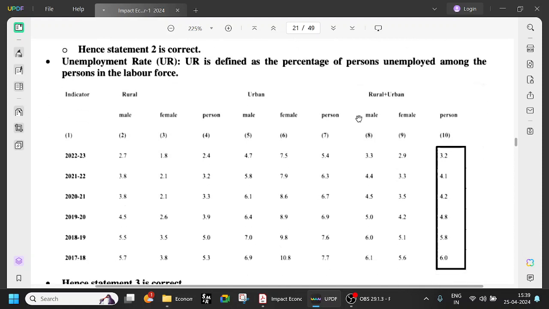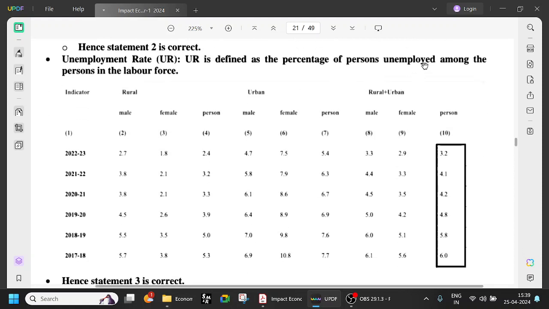So unemployment rate is defined as the percentage of people unemployed among the persons in the labor force. So among the people who are working and looking to work, if you remove those who are working, those who are seeking work are unemployed. So unemployed is only 3.2. I'm not sure whether it is out of 100 or 1000, it's not given anywhere. Anyway, it was 6, and it came down to 3.2. This is a percentage of persons unemployed within the labor force, not the total population. 3.2%.